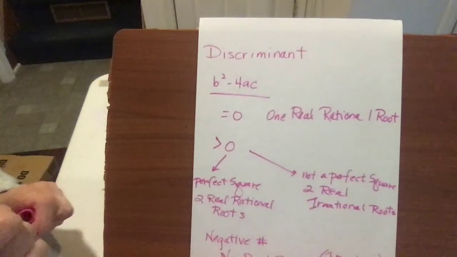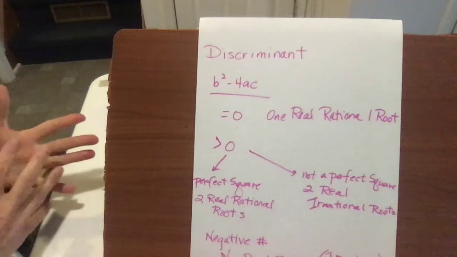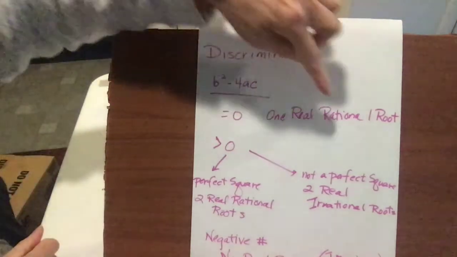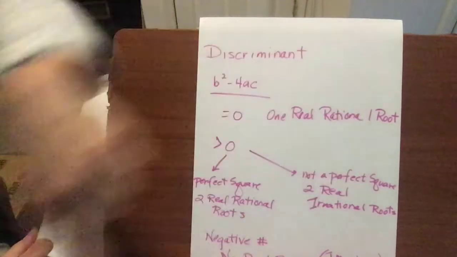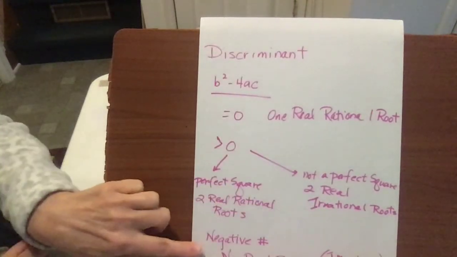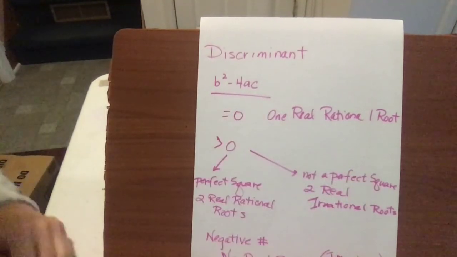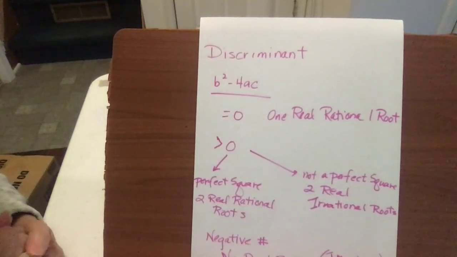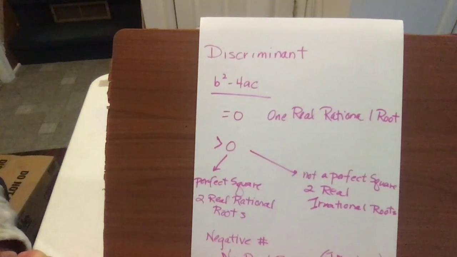Go back over this as many times as you need to watch as you do work, and compare your discriminant values to whether it's equal to 0, what kind of answers you're going to have, greater than 0, perfect square versus not perfect square, and what kind of answers you will have, and if it's a negative number, and what kind of answers that you will have if you were to solve the quadratic equation, which we're not doing here. We're just using it to tell us what kind do we have.